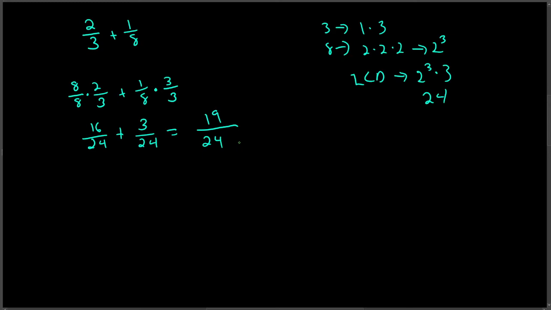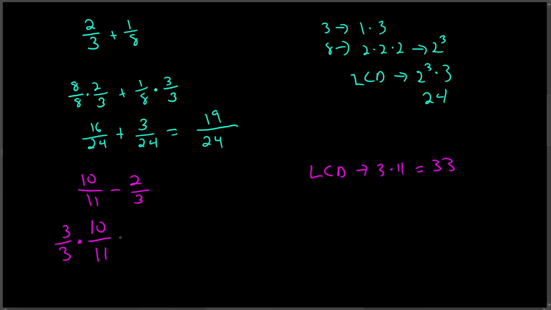The same thing happens with subtraction. If I have a subtraction, I need to find the least common denominator. So 11 is prime and 3 is prime. So the only LCD would be 3 times 11, or 33. So I need to take each term and multiply it by 1 in a form that will give me 33. So in this case, I need to multiply this side by 3 over 3. And in this case, I need to multiply it by 11 over 11.